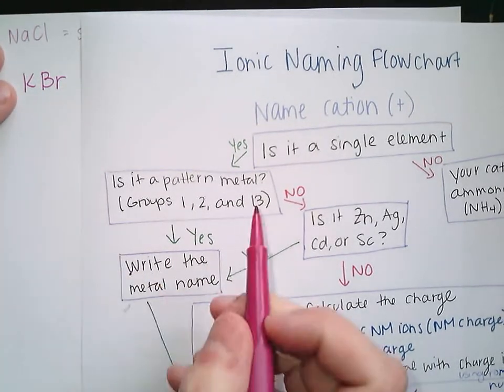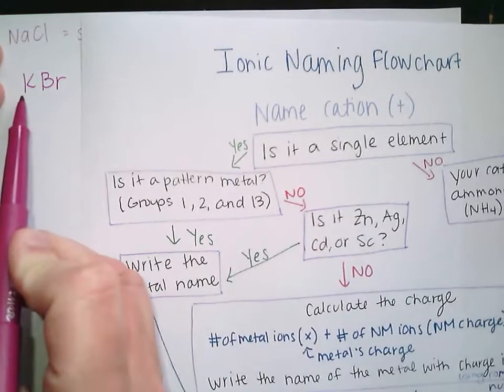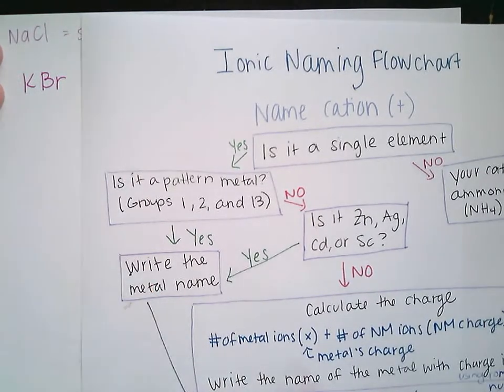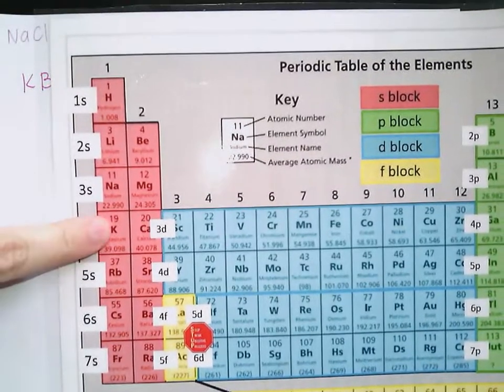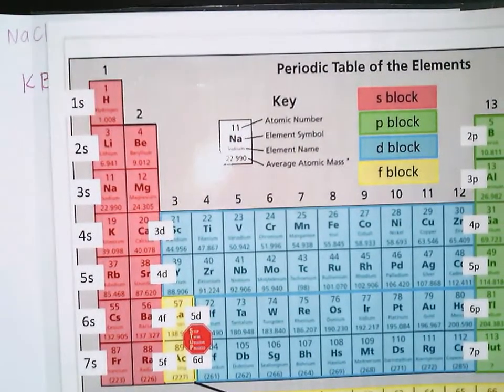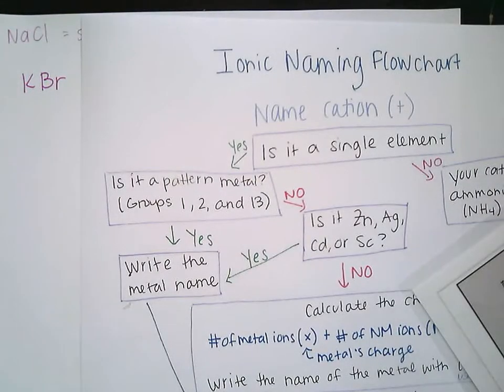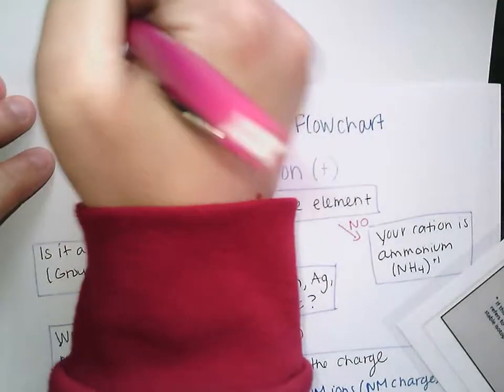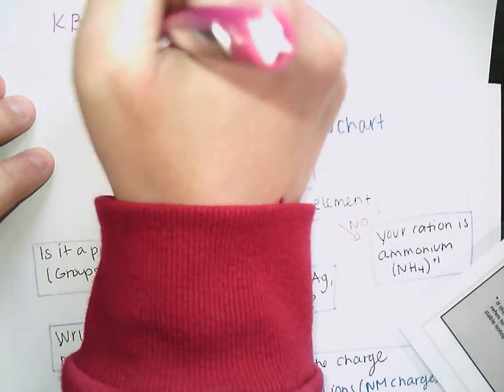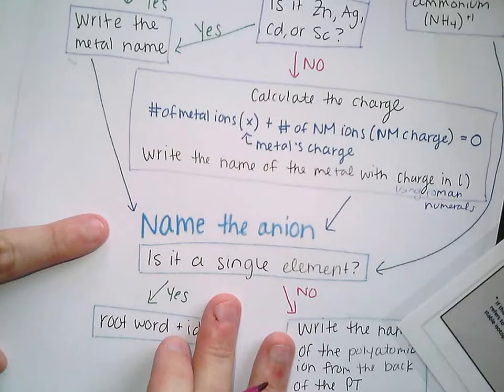And the first question is, is it a single element? Okay, it's just my K, so yes, one thing. Then my next question is, is it a pattern metal? Meaning, is it in group 1, 2, or 13? So I'm going to look at my periodic table. K is right here in group 1. So yes, it is a pattern metal. So I'm going to write the metal name. So we got potassium.